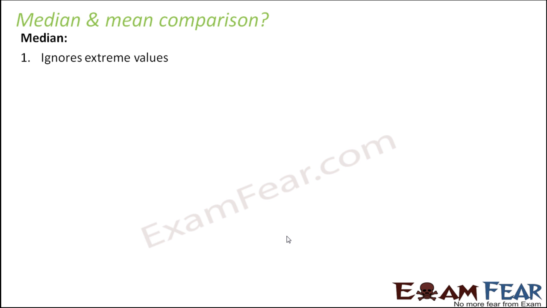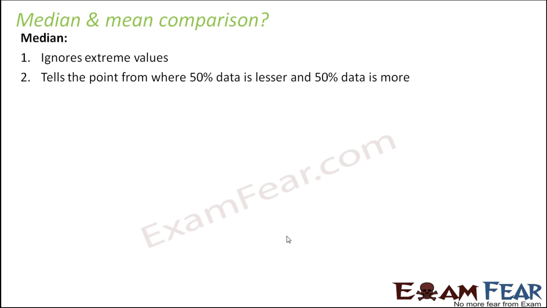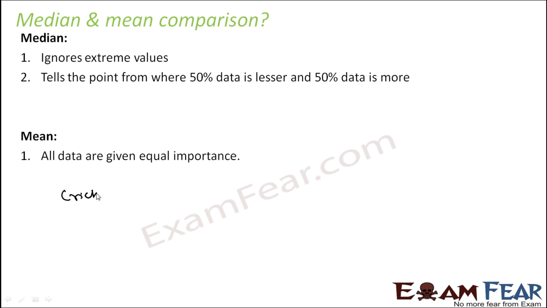So median ignores the extreme value and it tells the point from where 50% of the data is lesser and 50% of the data is more. But mean is actually an average. It gives importance to all data. For example, if you see there is a cricket score for, let's suppose, player A. I want to see his performance.